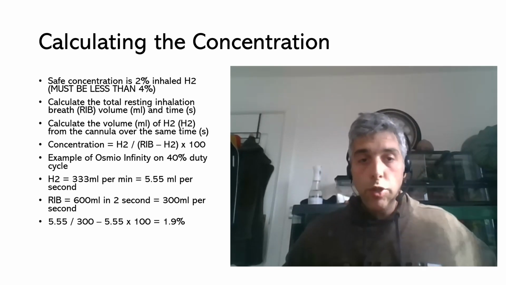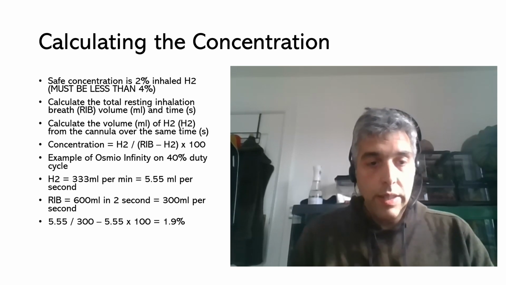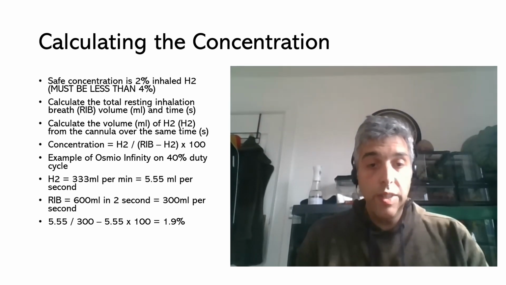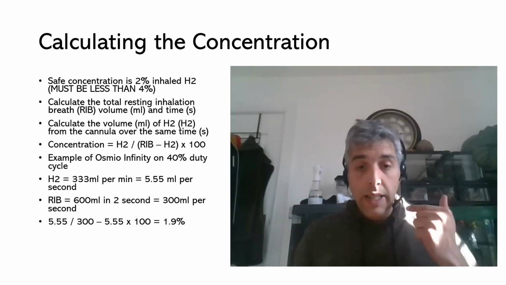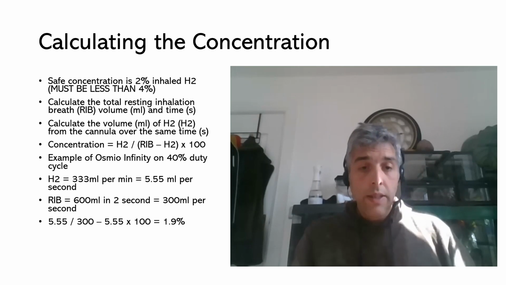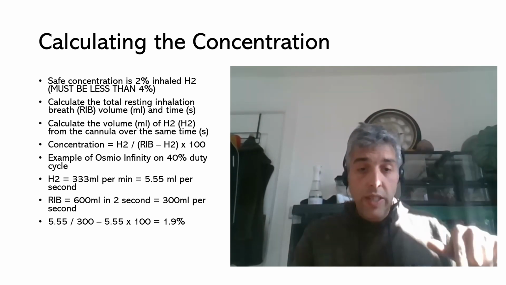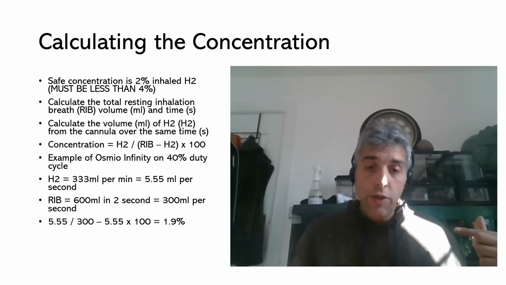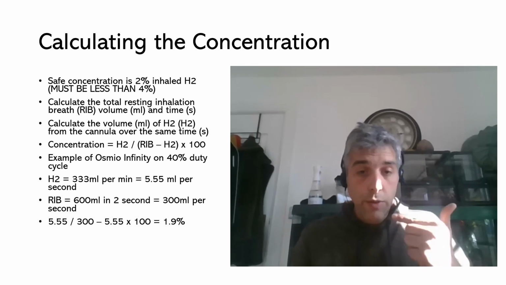So how do you actually calculate that? It's basically based on the total resting inhalation breath volume over its time, and the amount of hydrogen that's coming through the cannula at that time as well, and working out the percentage of that. So concentration is basically the volume of hydrogen coming through the cannula divided by the resting inhalation volume minus the amount coming through the cannula, if you take the total nostril.